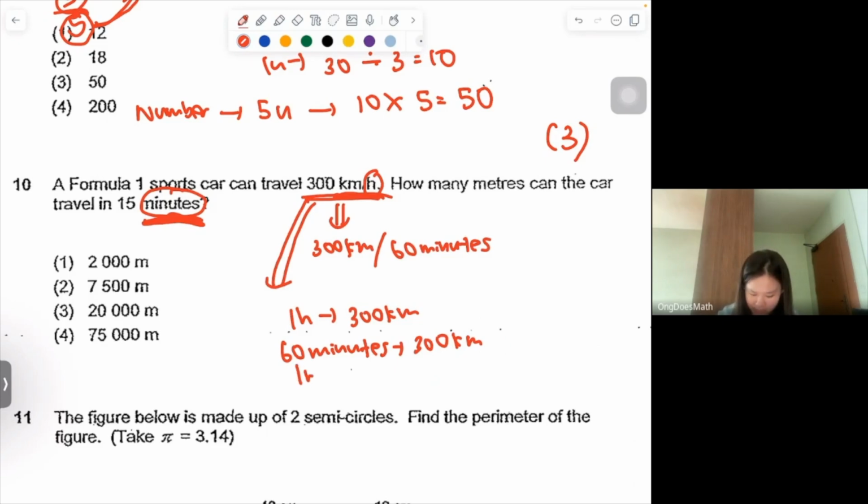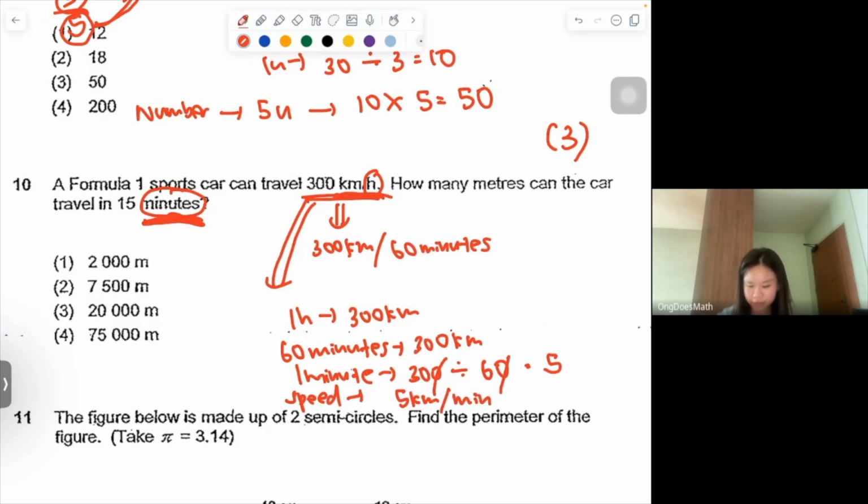So in 1 minute, the car can travel 300 divided by 60. So you can cancel the 0. So what's 30 divided by 6? You're right, it is 5. So in 1 minute, the car can travel 5 km. And hence the speed is just 5 km per minute.